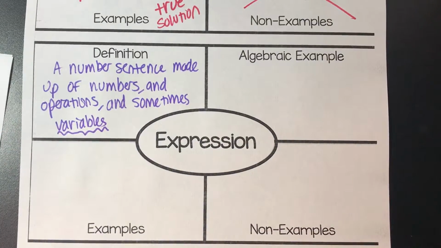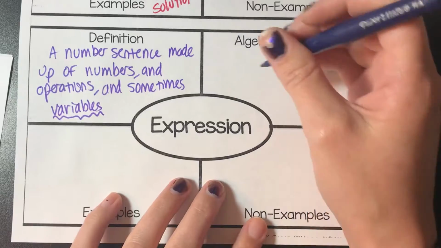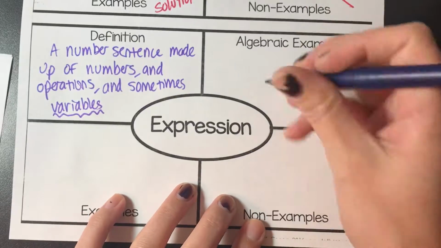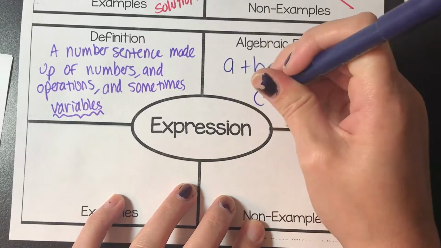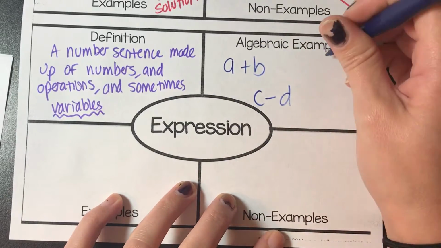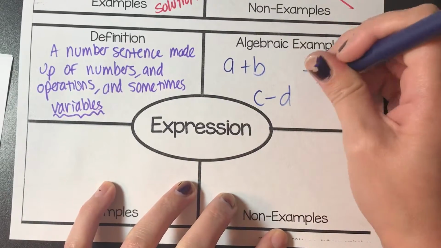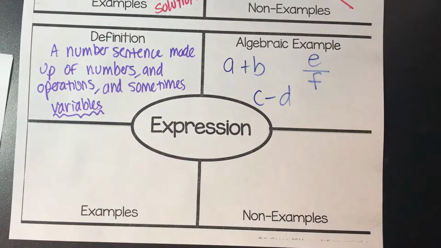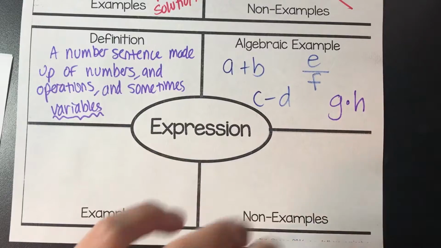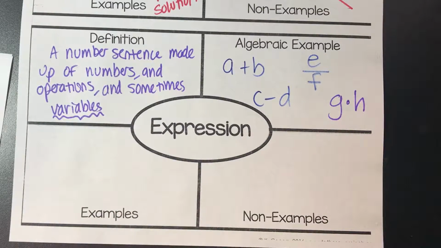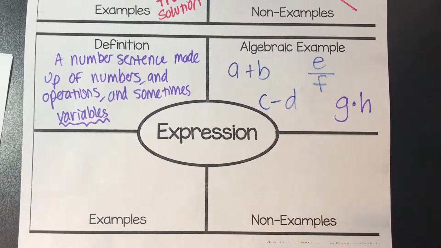An expression, there could be so many different types. So I'm going to give you one example from each operation. We could have A plus B, C minus D, E divided by F, or G times H. Any of those options would totally work.